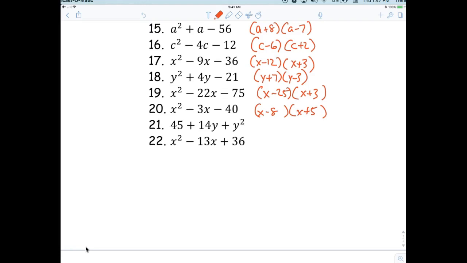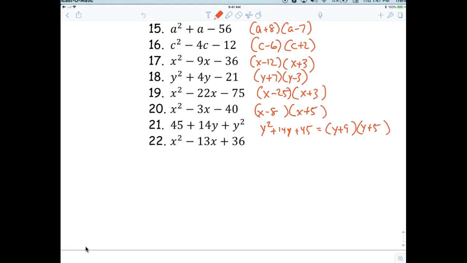Beautiful. All right. Now, if the y squared is positive, my recommendation is just rewrite it. Y squared plus 14y plus 45. So what does that equal, please? Y plus 9, y plus 5. Beautiful.